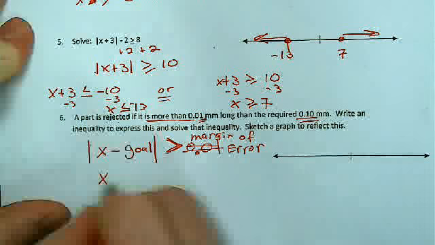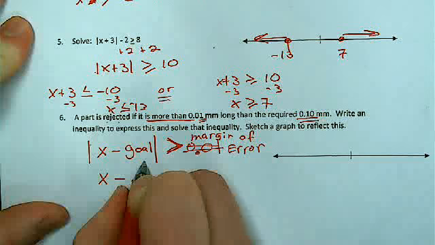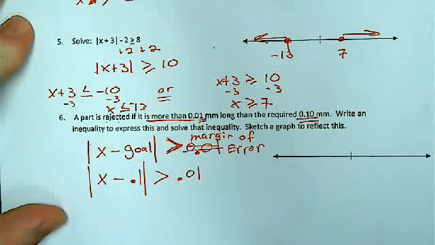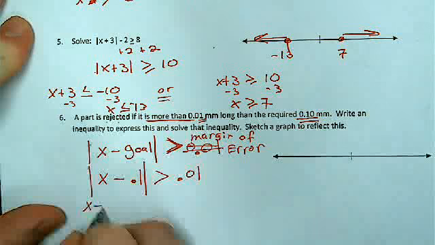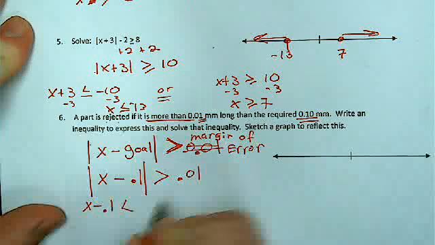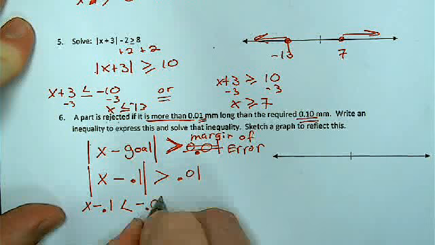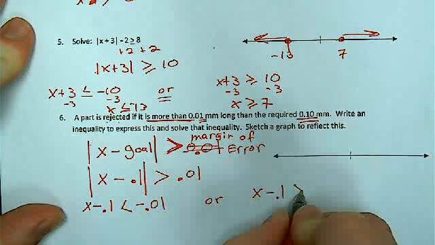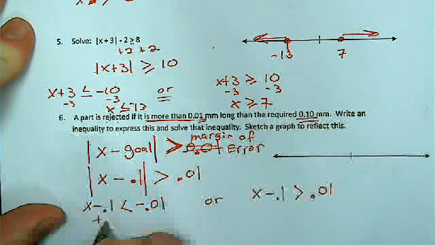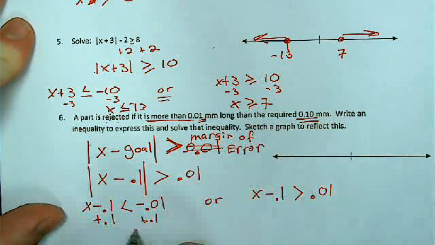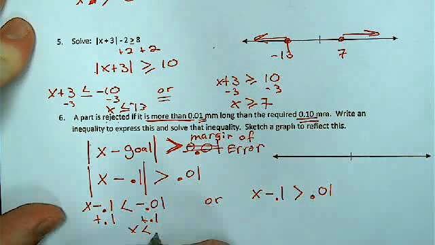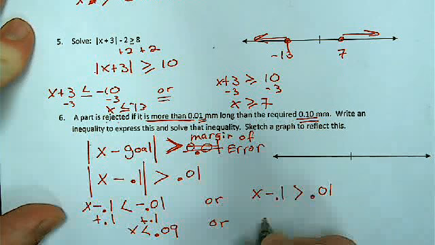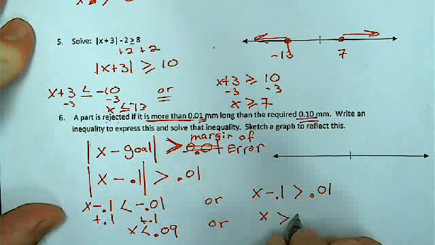So now when I write this out, x minus the goal, 0.1, absolute value bars, greater than 0.01. So now I split my two cases. X minus 0.1 is less than negative 0.01, or x minus 0.1 is greater than 0.01. Add 0.1 to both sides. I get x is less than 0.09, or x is greater than 0.11.